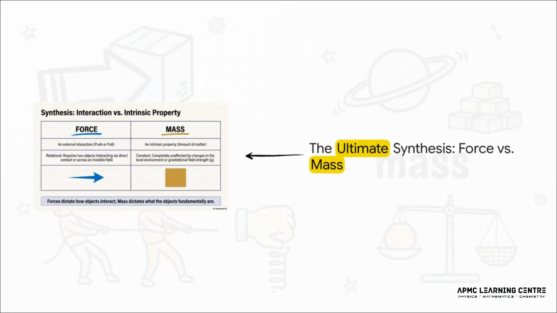Bringing the whole shebang together, force is an external, relational interaction that changes based on your environment. Mass is an intrinsic, constant property. And when these forces collide, say you have a 10 Newton push forward on a block, but it's fighting 3 newtons of active friction backward, they interact mathematically. You do the vector subtraction, 10 minus 3, and you get a resultant force of 7 newtons. Forces dictate the math of how objects interact, but mass dictates what the object fundamentally is.